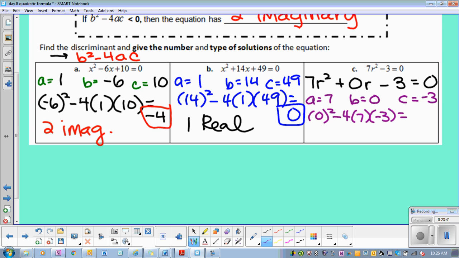What'd you get? 84. Positive? All right, so if I have a positive 84 as my discriminant, what does that tell me about the number and type of solution? 2 real. Good.